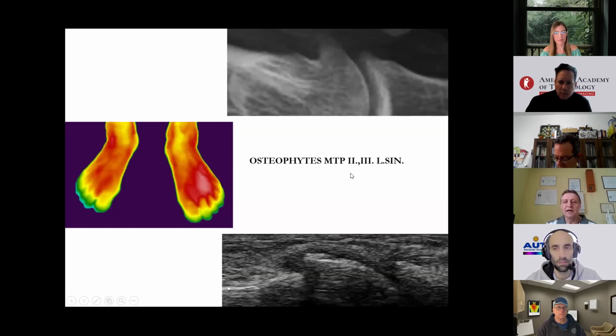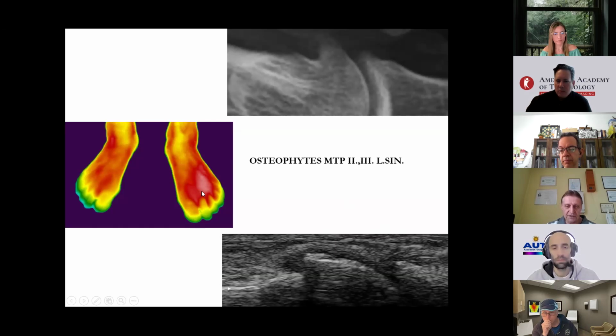Osteophytes metatarsophalangealis second and tertius lateri sinistri. On X-ray and also on sonography we can see the ossificates, and in the site of painful ossificates we can see on thermography increased temperature activity.